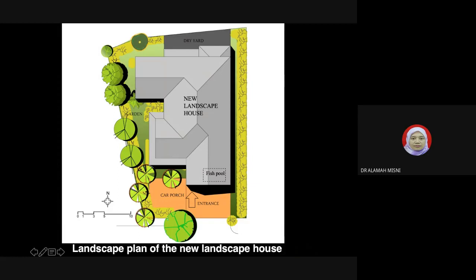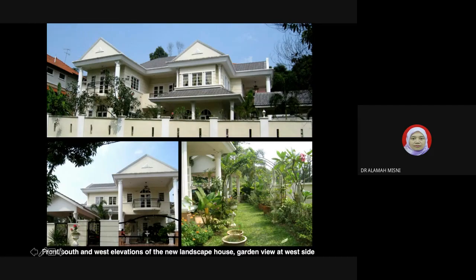The owner of the house also has fish in a fish pool. This area provides a water element. Then along the boundary of the house, they planted shrubs. So this is the view of the house, and look at the garden here, the size of the shrubs along the boundary of the walls or building envelopes of the house. The age is still small, not more than 5 years old.